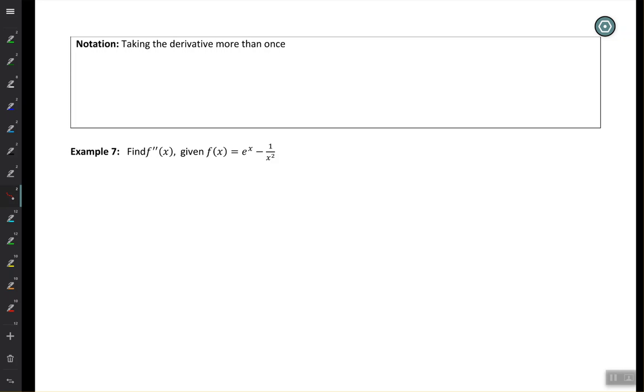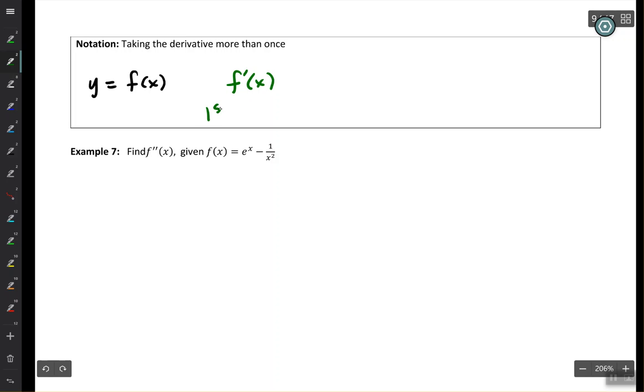Right. So a little bit of notation. We can take derivatives more than once, right? So if I have y as some function of x, then the derivative, the first derivative, is f prime of x. It is the so-called first derivative. It's the rate at which y changes with respect to x.